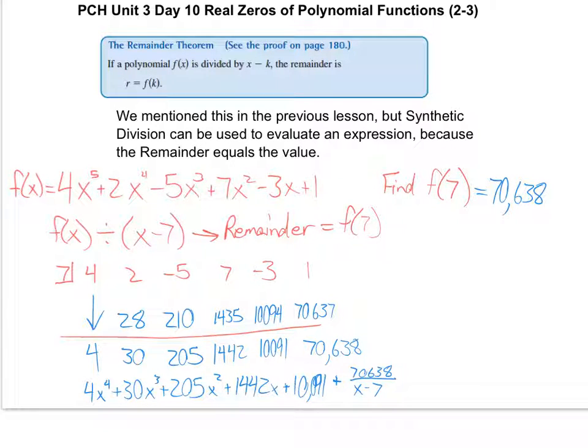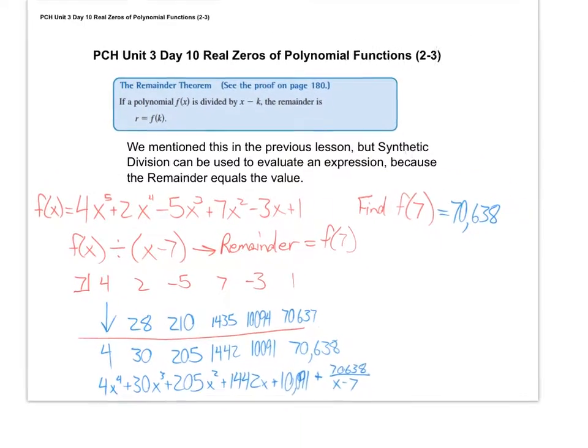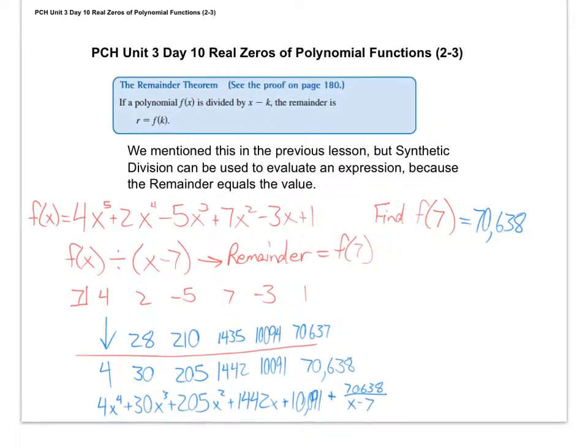But we were able to handle that x to the 5th one step at a time rather than having to find it all at once. It can be a very, very easy way of evaluating functions. We can use a process designed for division to help us evaluate a function. So that's our second application of synthetic division.